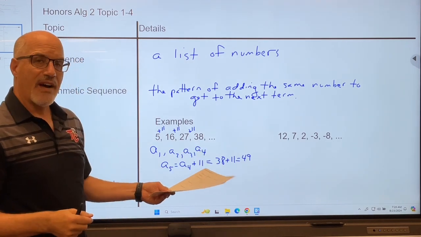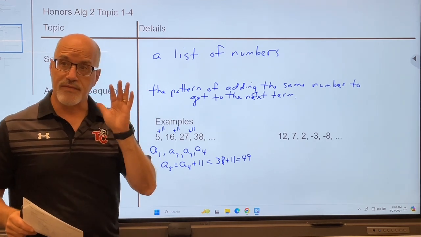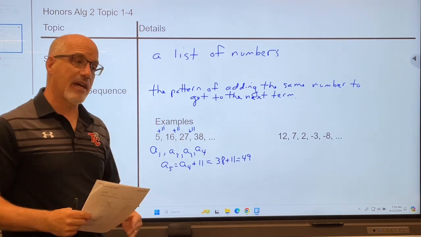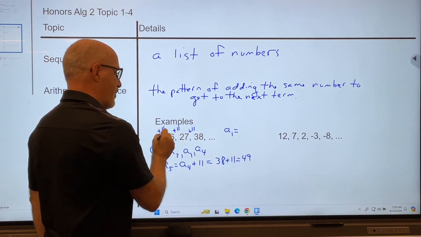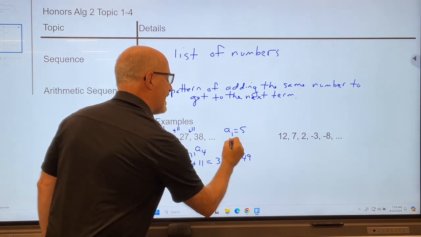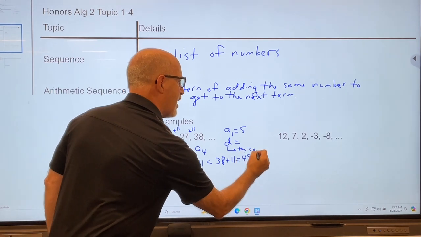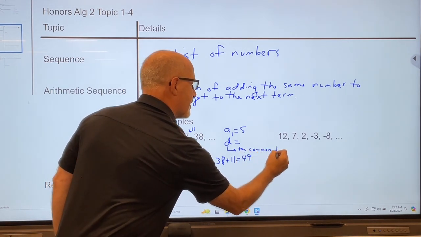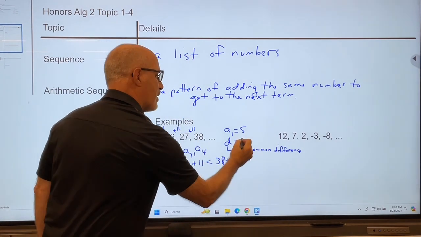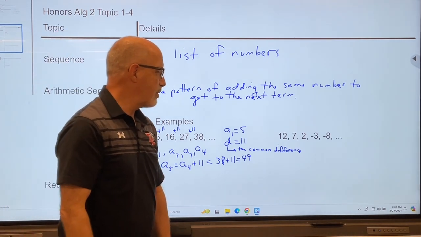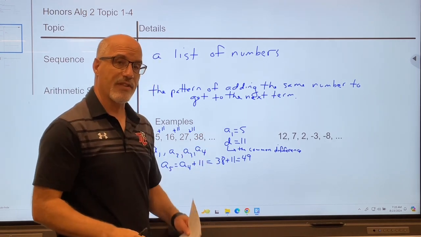The way we define a sequence is we have to determine, for an arithmetic sequence, what is the first term listed and what are we going to add each time we get to the next term. So we usually define an arithmetic sequence this way: the first term is 5, and then D, which means the common difference, that common difference here is equal to 11. So we'll use those two letters, the first term, and then D for the common difference.